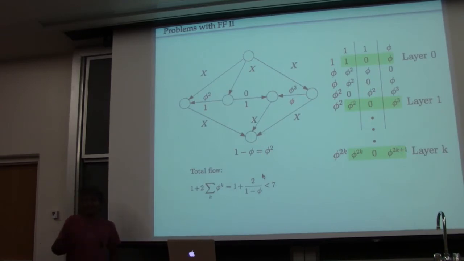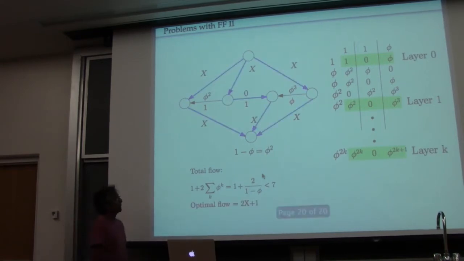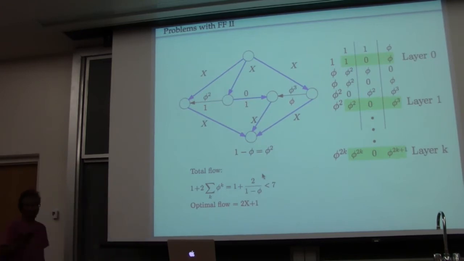And again, this is a valid Ford-Fulkerson implementation. As I said, the true flow value here is 2phi plus 1. So not only is Ford-Fulkerson bad in that it could take too long, it's bad in that it could take too long and give you the wrong answer if your capacities are not integers.